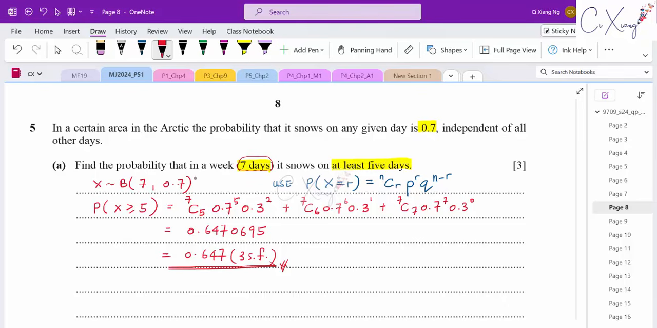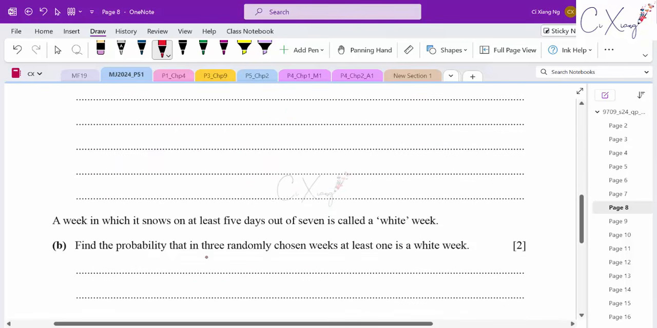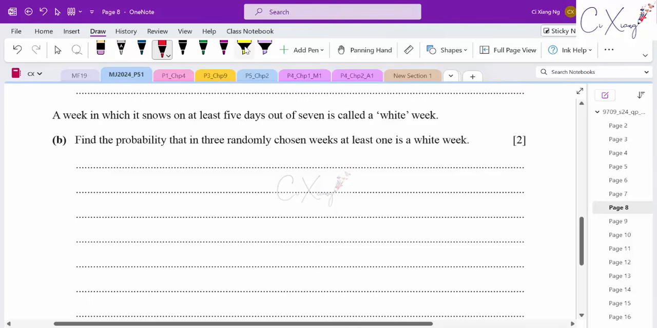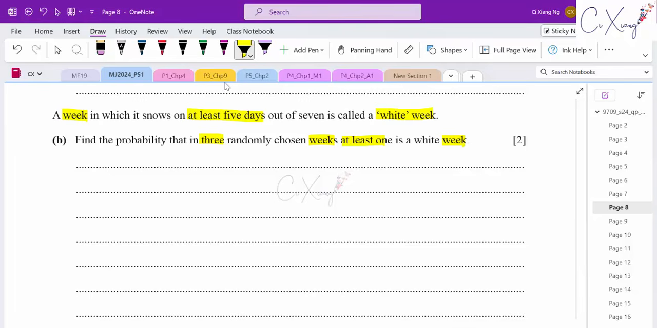And next, let's continue to 5B. So now they are talking about a week. Just now we were talking about the days that snow, and now we are talking about a week. A week with snow on at least 5 days out of 7 is called a white week. Now you have 3 weeks in total. They want to find the probability that at least one is a white week. So again, you can see the structure from here: 3 weeks, and you are interested in the probability that for at least 1 week something happened.